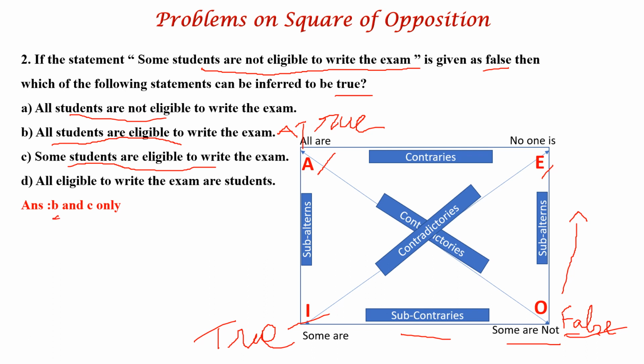B, C. And what about D? All eligible to write the exam are students. This statement we are not going to consider because the subject and predicate are changed. Here the students are the subject and write the exam is the predicate, but here it has been interchanged. So we are not going to look into this. So answer is B and C only. See? First find out the type of the statement and write there whether it is false or true. Then find out the relationship with other statements with this square.